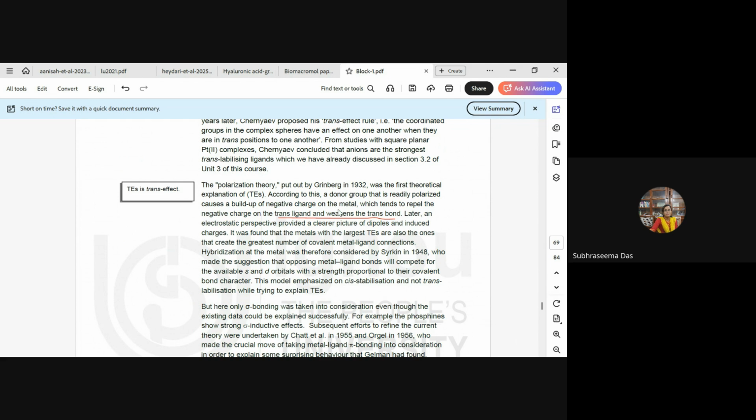Later, an electrostatic perspective provided a clear picture of dipoles and induced charges. This theory was explained particularly by Greenberg. It was found that the metals with the largest TEs are also the ones that create the greatest number of covalent metal ligand connections.